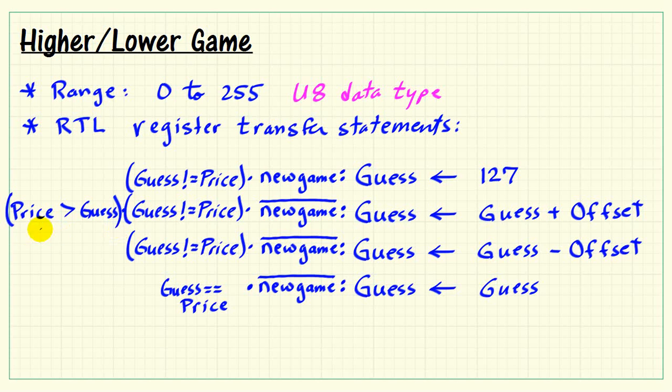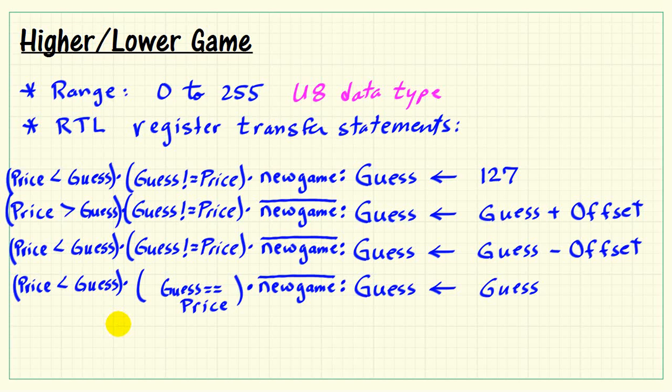Anytime that we see that the actual price is greater than our guess, that means we should add the offset. So for anything else, we would be taking the condition price is less than the guess.